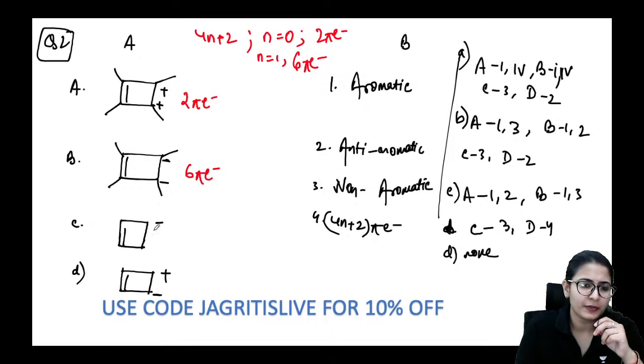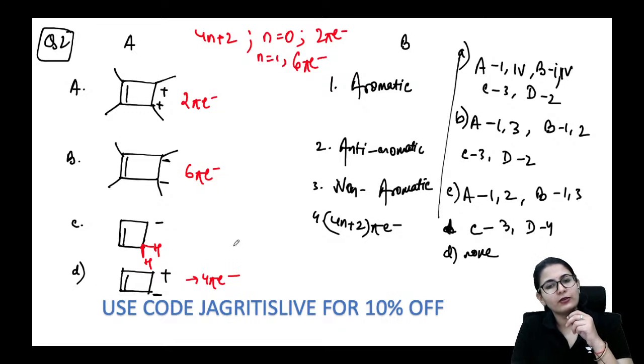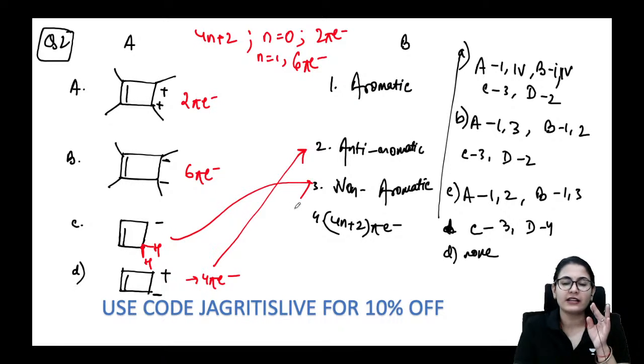4 pi electrons, but conjugation is not present. This is a saturated carbon, hydrogen, hydrogen. This is a 4 pi electron system. So D we will call anti-aromatic. D is going to match with 2. C is going to match with 3 because one carbon is saturated, so it is non-aromatic.